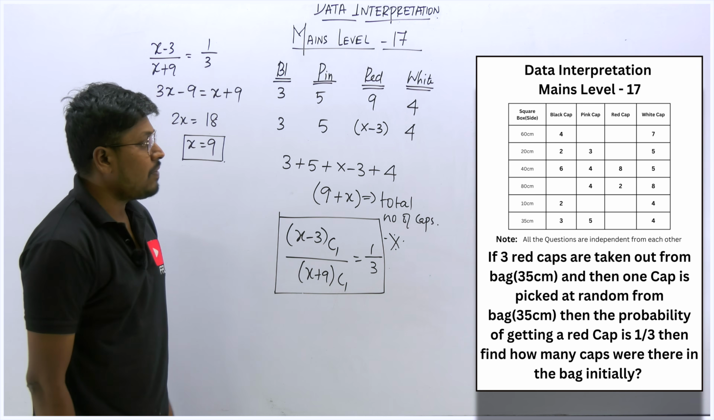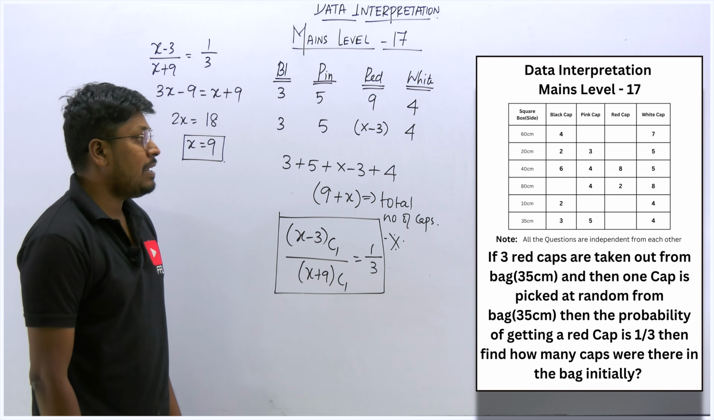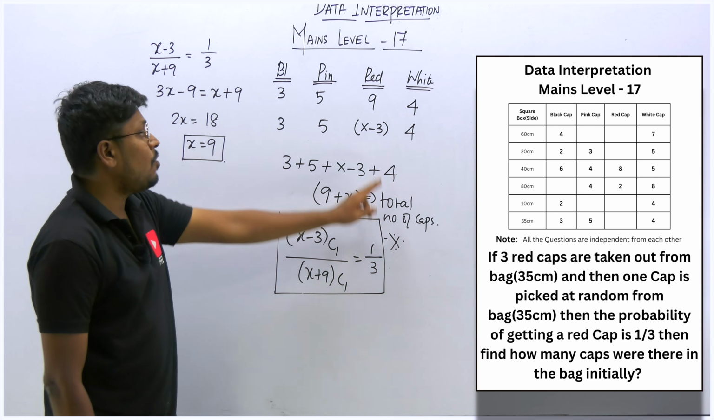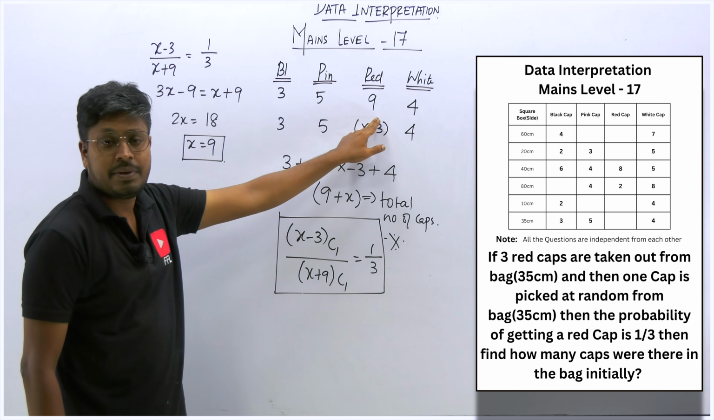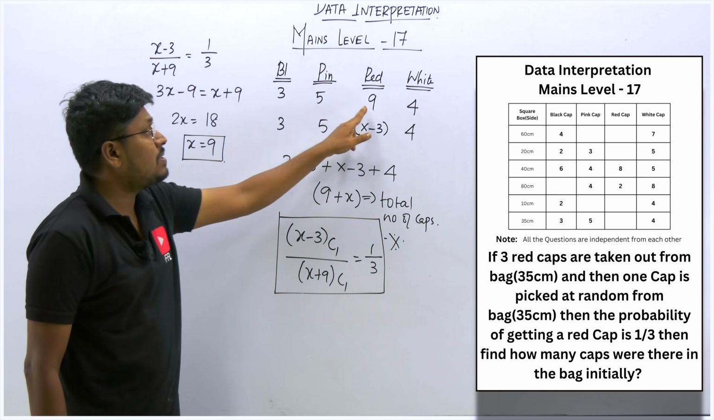So now what we need to find? Find how many caps were there in a bag initially. So initially how many red color caps were there? 9. So now we found that answer because this is the missing number.